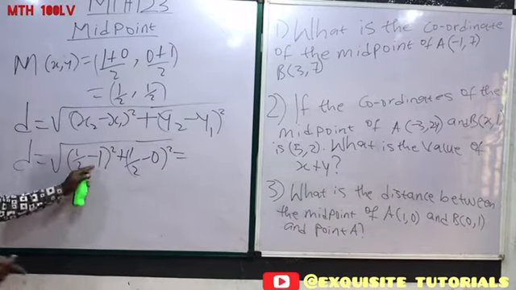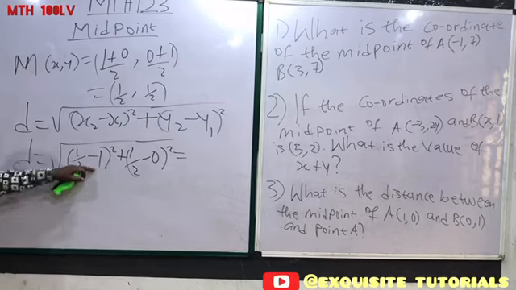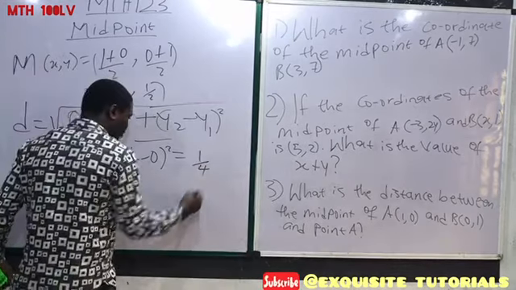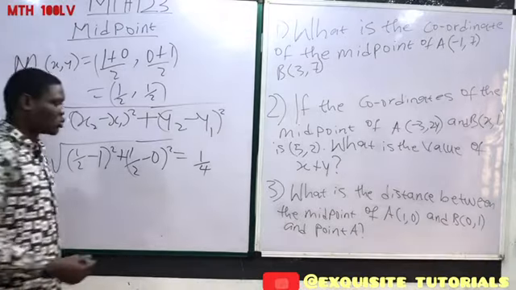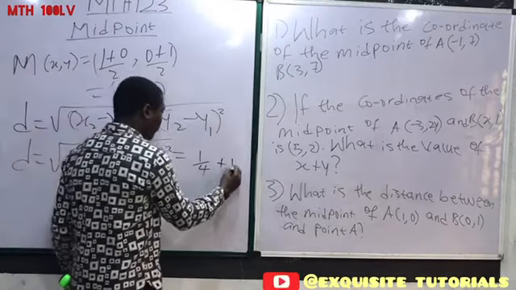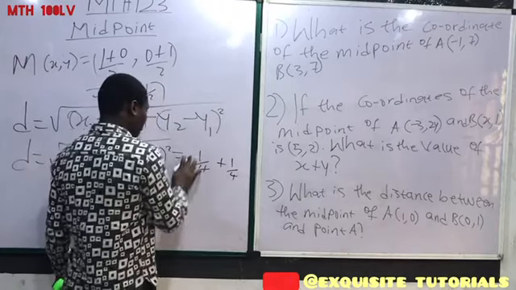1 over 2 minus 1 is minus 1 over 2. When you square it, you have plus 1 over 4. 1 over 2 minus 0 is 1 over 2. When you square it, you have 1 over 4. Then you have the square root of that.